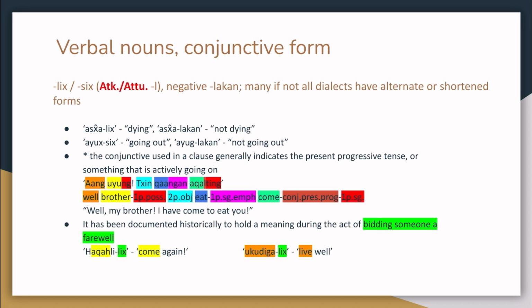I'm not 100% sure, but as far as coming into a place is concerned, aka is how you say that. And they're also using this h at the end of it as well, which I'm not sure about. I don't even know what the li is. It could also just be double. It could be just duplication, who knows. And then the second one, you have ukudiga. So the li here again is the historical meaning of bidding someone a farewell. You live well, and they're leaving.